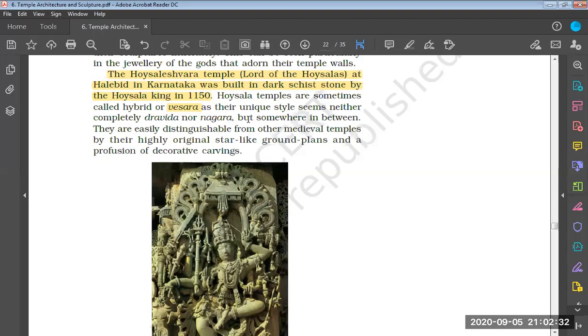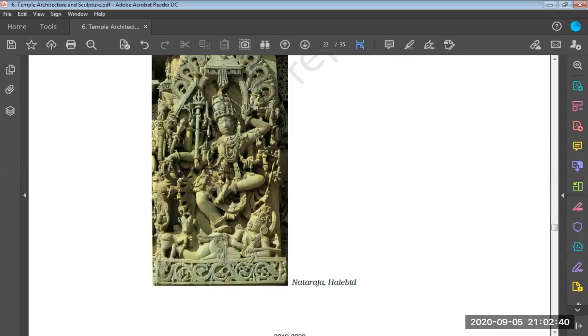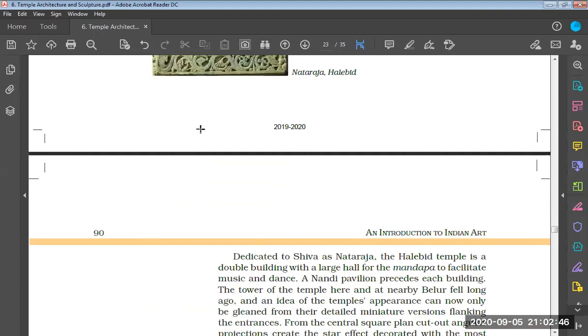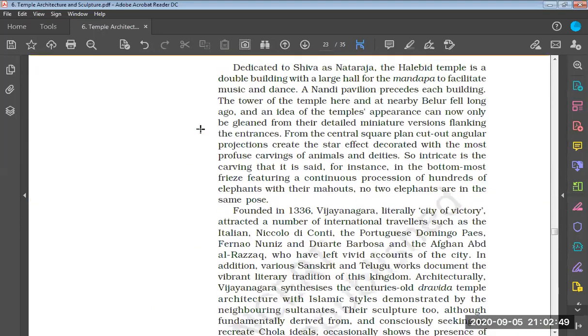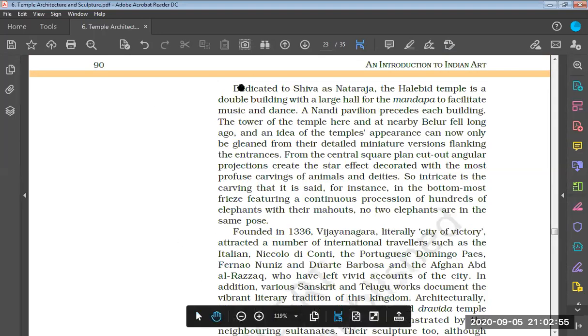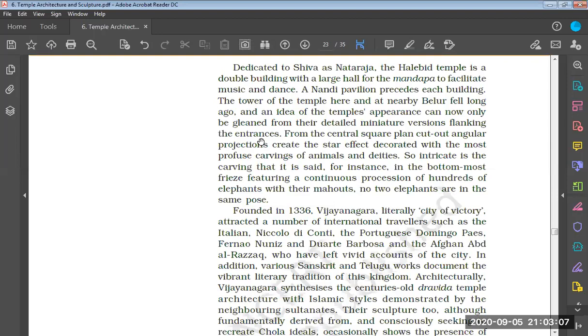They are easily distinguishable from other medieval temples by their highly original star-like ground plans and a profusion of decorative carvings. So this is a differentiating point between the Hoysala temples and others. Stellate is basically a star-like shape, with very decorative items because those people carved their architecture with a soft stone, soapstone. So it was easy for them to carve things. This is a differentiating feature from other temples.